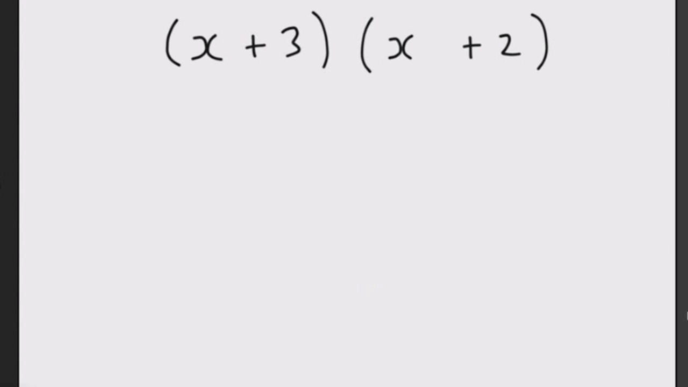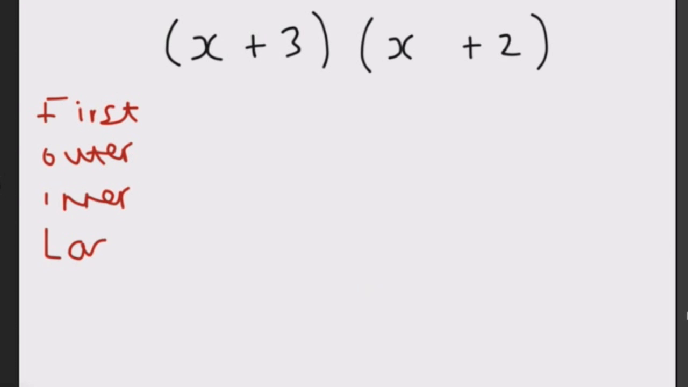So let's use the same example, but let's have a go this time at the FOIL method, shall we? So x plus 3 and x plus 2. Now FOIL essentially is an acronym. Each letter stands for a word. Now the first F stands for first, the O stands for outer, the I stands for inner, and the L stands for last. And this is essentially just a way to remember which terms we multiply together. So in this case, we're going to take the first term here and multiply it by the first term inside this bracket here. So x times by x gives me x squared.